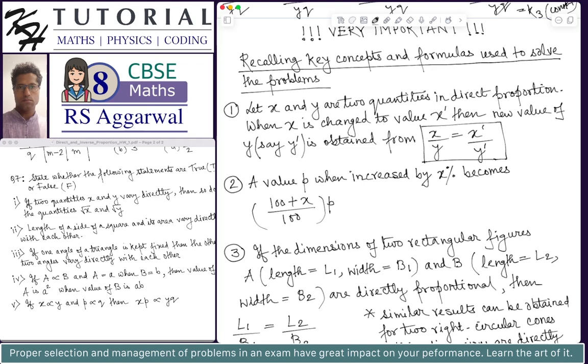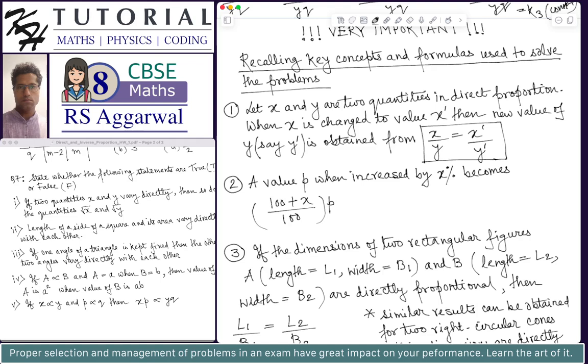So initially, before x is changed to x dash, the corresponding values are x and y, and when x is changed to x dash, the corresponding values become x dash and y dash. So we must have x by y is equal to x dash by y dash.